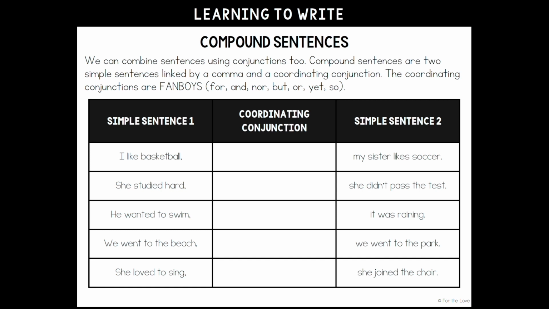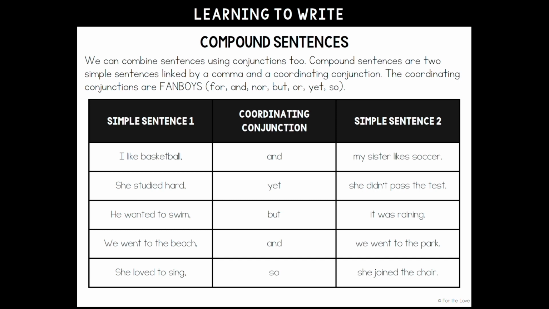So here in this activity, your students are given two simple sentences, and they need to pick a coordinating conjunction to combine them into one sentence. Notice that I have put a comma after simple sentence one. That is an important part of writing a compound sentence. Students are going to need to put the comma in the place of a period after the first simple sentence, then add the coordinating conjunction, and then have the second simple sentence that ends with a period, exclamation point, or question mark. Here is a suggested answer key.